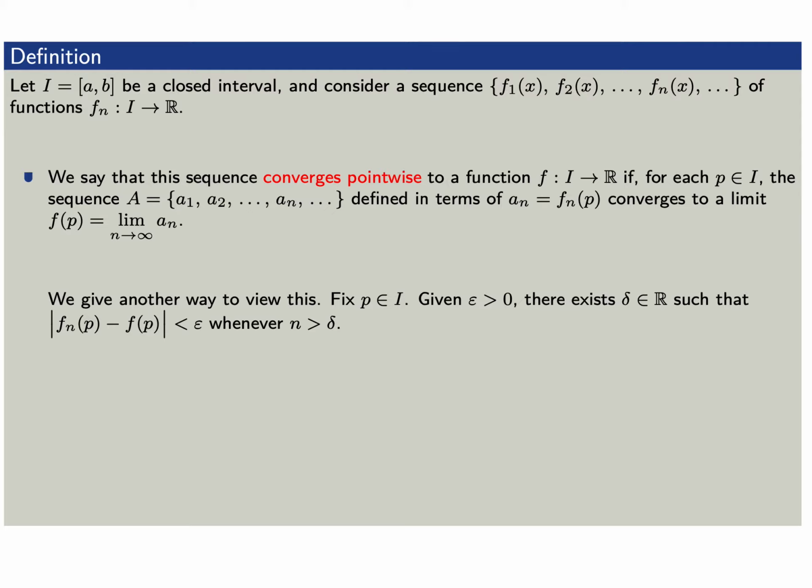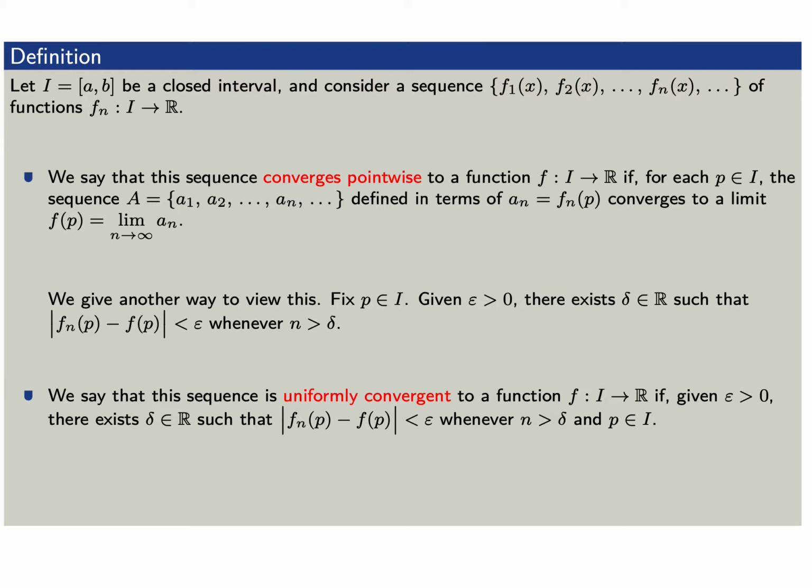sequence a sub n, defined by a sub n equals f sub n of p, converges to a limit f of p. We give another way to view this. Fix an element p of our closed interval I. Given a positive epsilon, there should exist a delta such that in absolute value, f sub n of p minus f of p is less than epsilon whenever n is greater than delta.